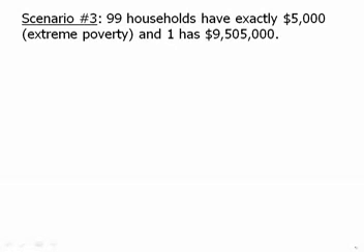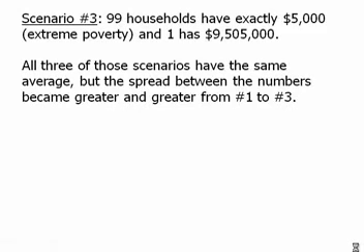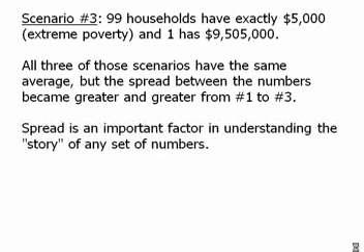So, in other words, just knowing the measure of center and not knowing anything about the spread can drastically change the kind of town. So all three of these scenarios have the same average, but the spread between the numbers becomes greater and greater from 1 to 3. Spread is an important factor in understanding the story of any set of numbers. And in fact, in the larger picture, this is exactly what statistics is about. Statistics is trying to figure out the story of a set of numbers. What does this set of numbers actually mean? That's what statistics is trying to do, and this is an example of it.